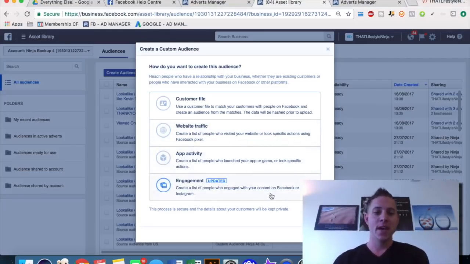So app activity and engagement as well. These ones I don't use as often, but if you are an iOS or Android developer, obviously you can use this one. And again, engagement is a little bit less powerful. The main two that I use for custom audience are customer file and then website traffic.